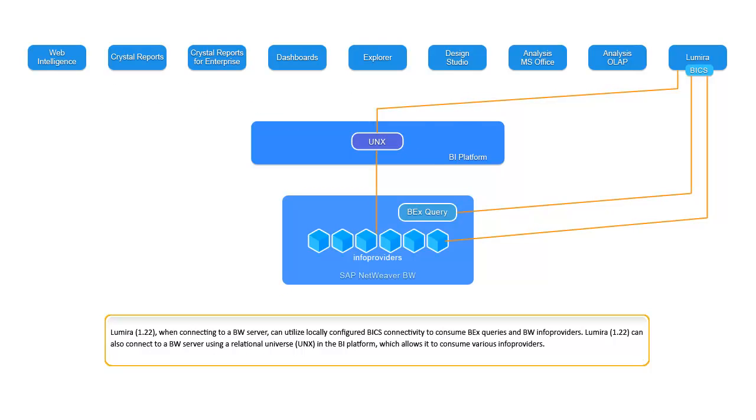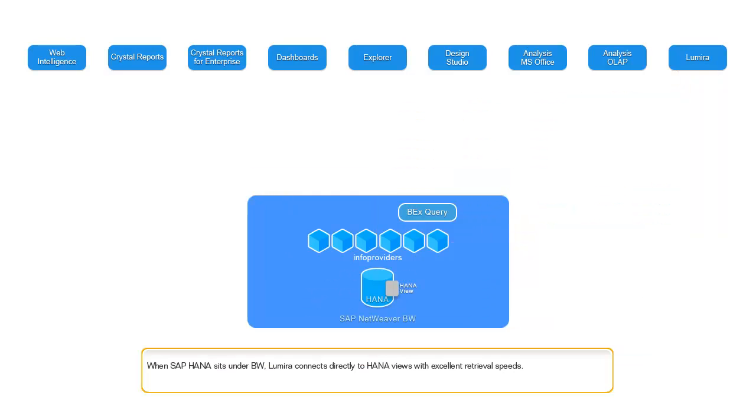Lumira, when connecting to a BW server, can utilize locally configured BIX connectivity to consume BEX queries and BW info providers. Lumira can also connect to a BW server using a relational universe UNX in the BI platform, which allows it to consume various info providers. When SAP HANA sits under BW, Lumira connects directly to HANA views with excellent retrieval speeds.